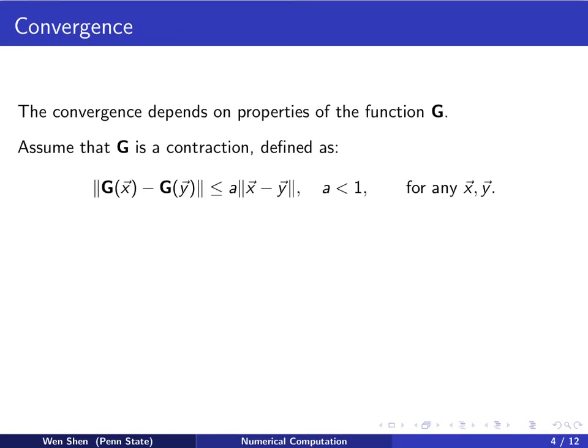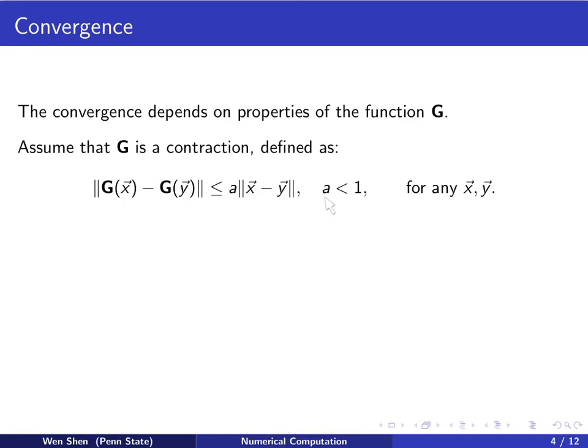Let's take a look at convergence. Of course, the convergence depends on properties of the function g. Let's introduce a concept called a contraction. Assume that the function g is a contraction, which is defined as follows: g of x minus g of y, measured in some vector norm, is less than a positive number a multiplied by x minus y measured in the vector norm.